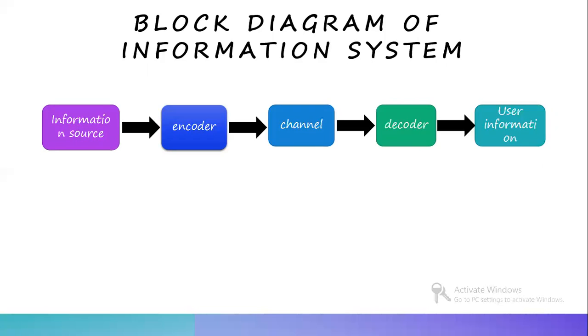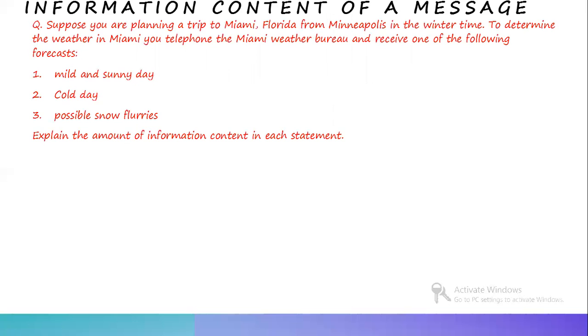Before knowing the measure of information, we need to know what the information content of a message is. For this, we'll consider a scenario. Suppose you are planning a trip to Miami, Florida from Minneapolis in the winter time. To determine the weather in Miami, you telephone the Miami Weather Bureau and receive one of the following forecasts: mild and sunny day, cold day, possible snow flurries. Here you need to explain the amount of information contained in each statement.